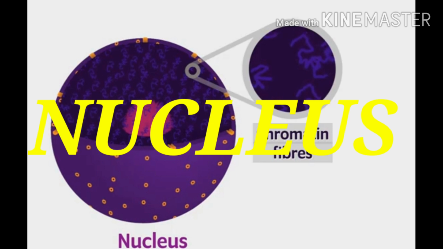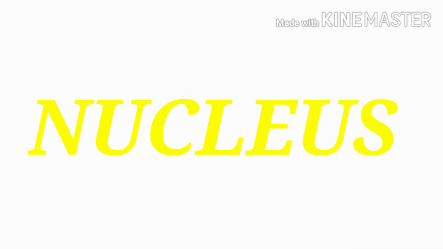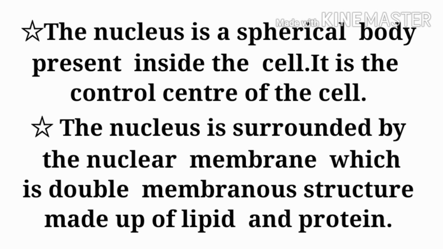Do you know that the nucleus is called the control center or brain of the cell? So why it is called so, we will study in this video. So let's start. The nucleus is a spherical body which is generally present in the center of the cell, except in a mature plant cell, where it is shifted to the side because of the formation of the large vacuole. It is known as the control center or brain of the cell.